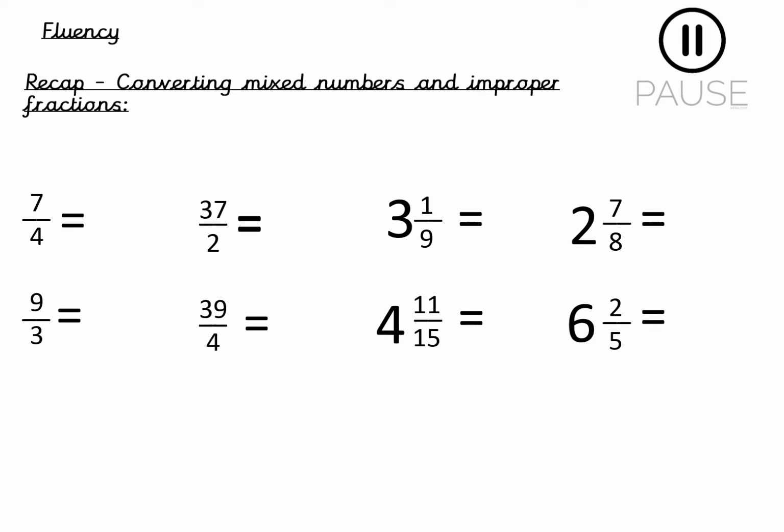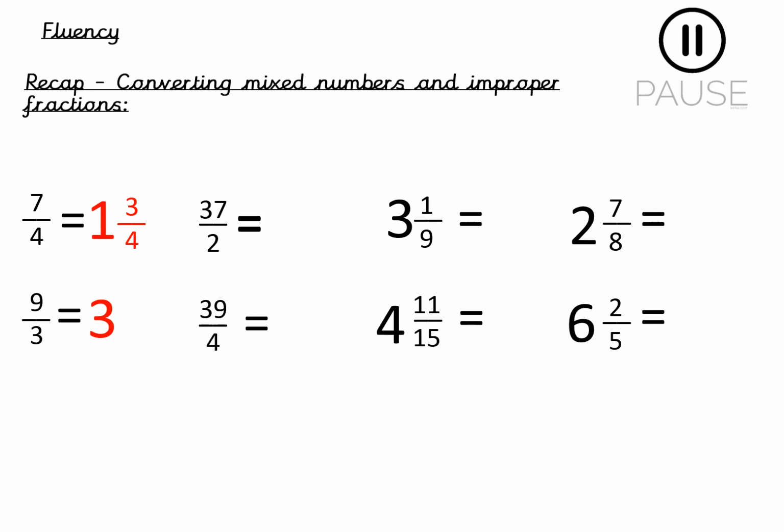Okay, so 7 quarters. We know that 4 quarters makes a whole. So basically you're saying how many times can 4 go into 7? 4 goes into 7 once. What's left over? The answer is 3. So that becomes your numerator. So you've got 1 whole one and 3 quarters.